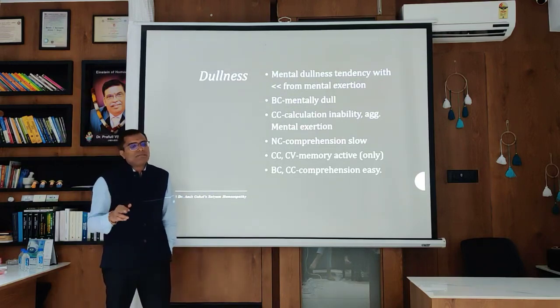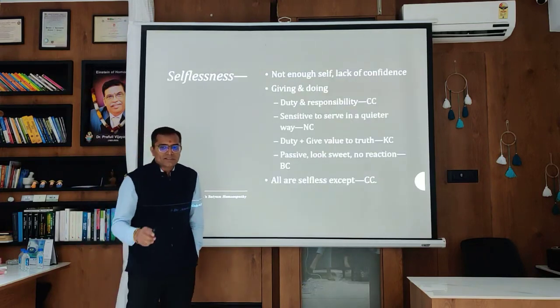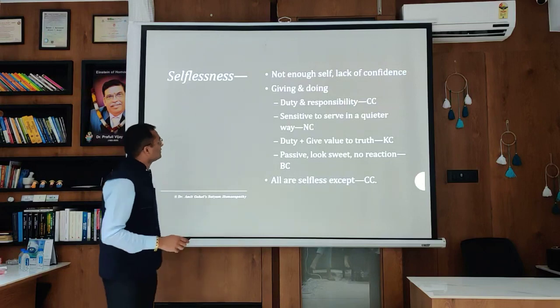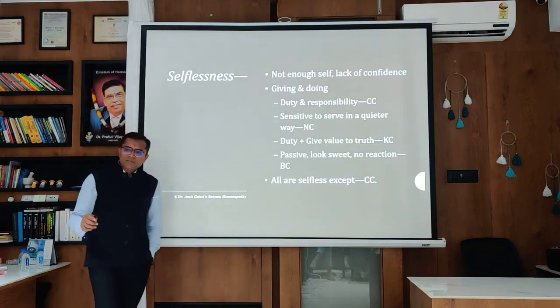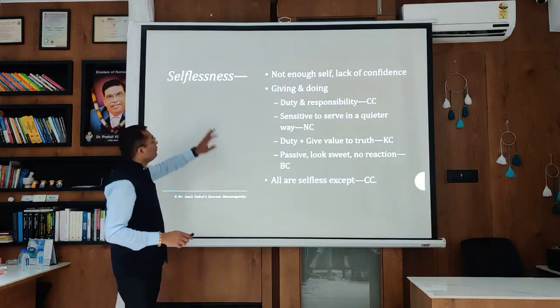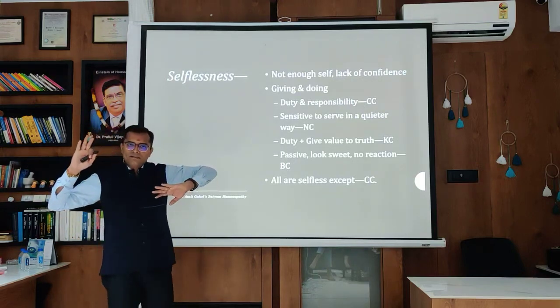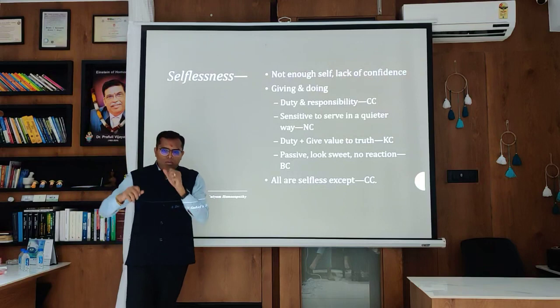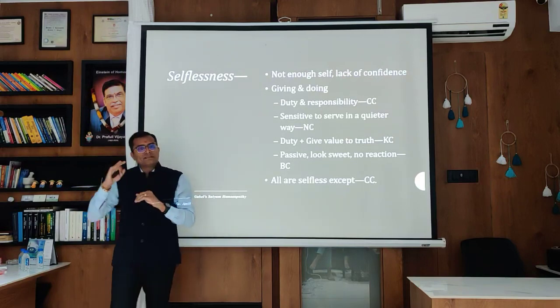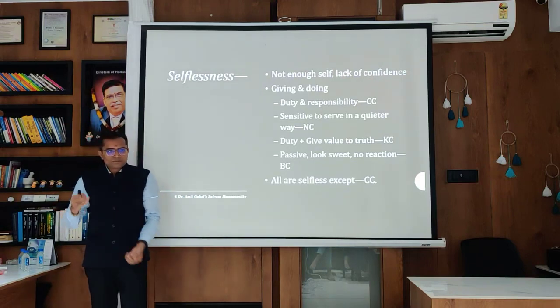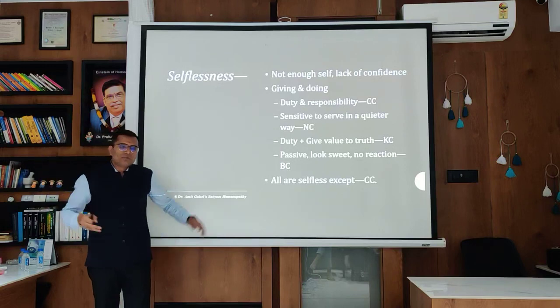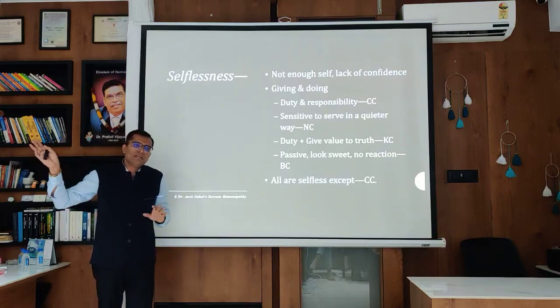Baryta Carb, Calcarea Carb, comprehension easy. So this is what dullness represents. There is a selflessness, not enough self and lack of confidence. So when you find selflessness, that means there is no identity. So identity is compromised, so there is confusion. Confusion of identity. So what carbon goes into confusion of identity?